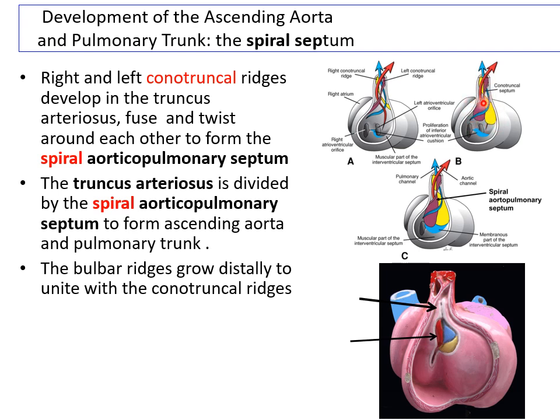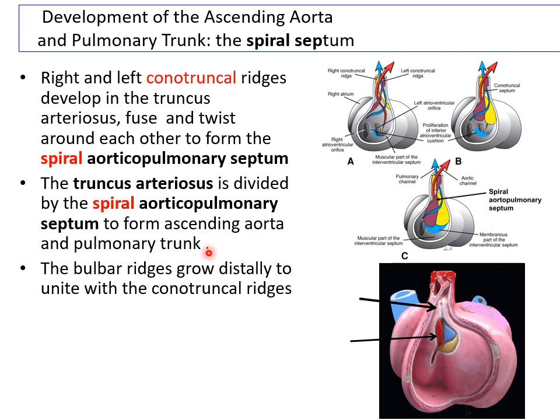Now, specifically in the region of the truncus arteriosus, the right and left conotruncal ridges will fuse with each other, but they not only fuse, they also twist around each other. Can you see the twisting here? First they start growing towards each other, but they form a twisting spiral septum. Hence, the truncus arteriosus is divided into the ascending aorta and the pulmonary trunk, the immediate vessels that will receive blood from the left and right ventricles specifically.